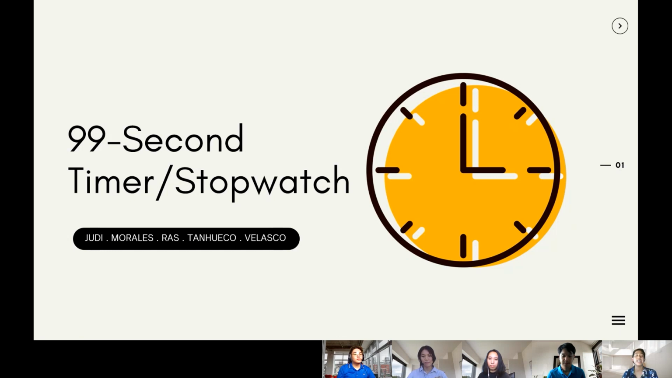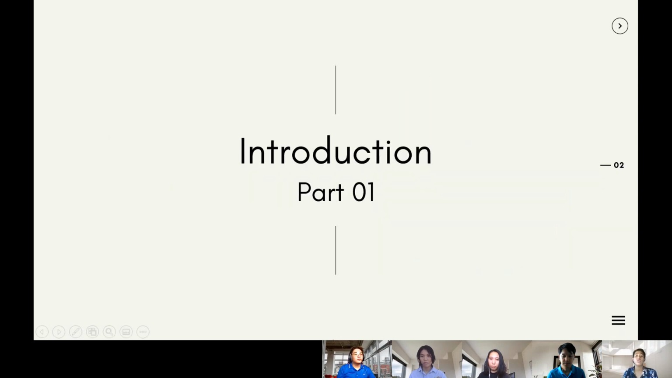Our project is a 99-second stopwatch or timer circuit using decoders, counters, and 7-segment display. The project's goal is to use the notion of digital logic gates and the K-map to design and simulate combinational circuit. By constructing the project, we have a better understanding of each type of fundamental operation as well as its implementation.